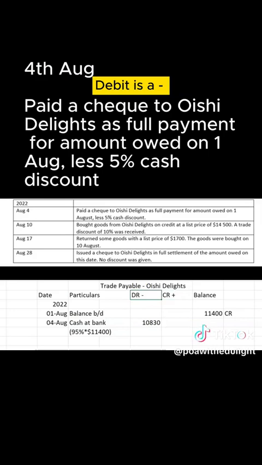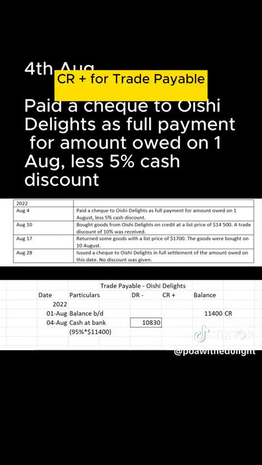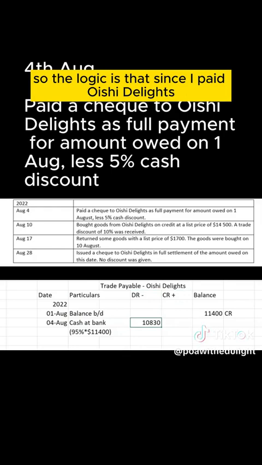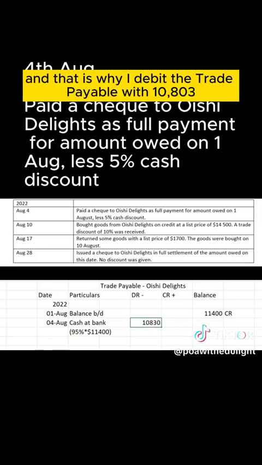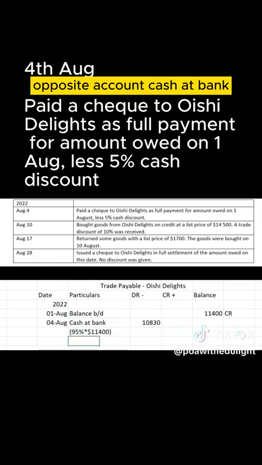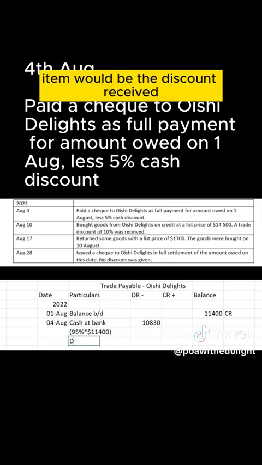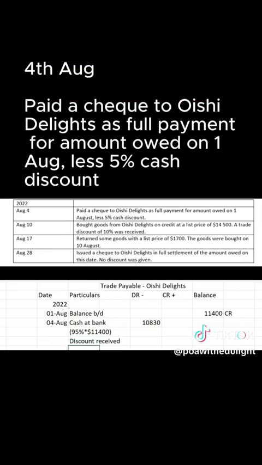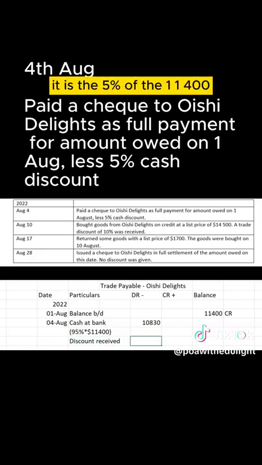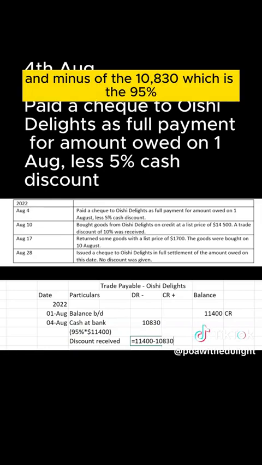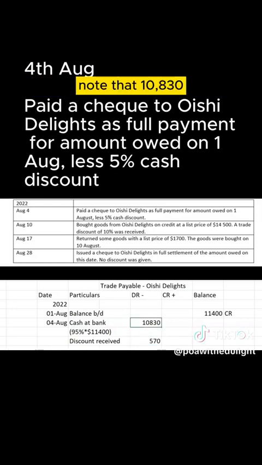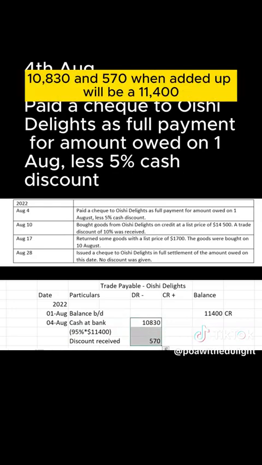Debit is a minus for trade payable, CR is a plus for trade payable. So the logic is that since I paid Oishi Delights, I should owe the trade payable a lesser amount, and that is why I debited trade payable 10,830 opposite account cash at bank. Now the next item would be the discount received. In this sense, it is the 5% of the 11,400, meaning it is the 11,400 minus the 10,830, which is the 95%, which is 570. Note that 10,830 and 570 when added up will be your 11,400.